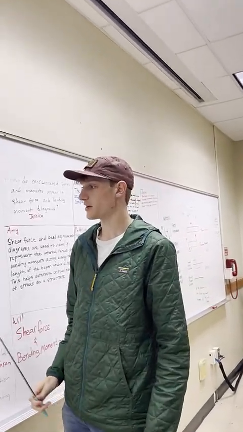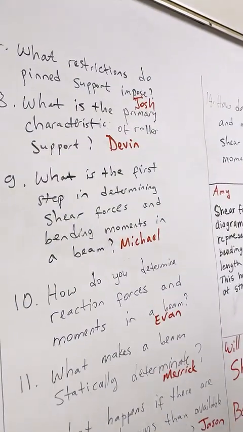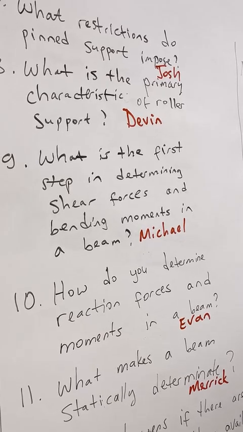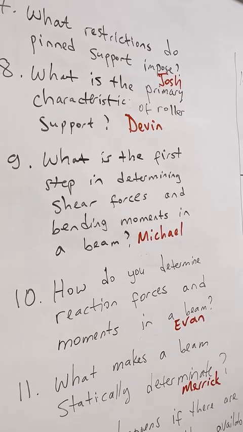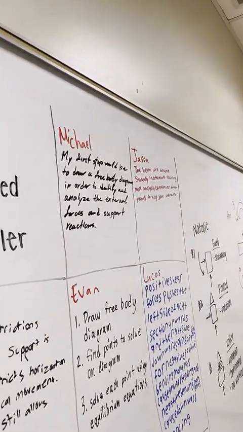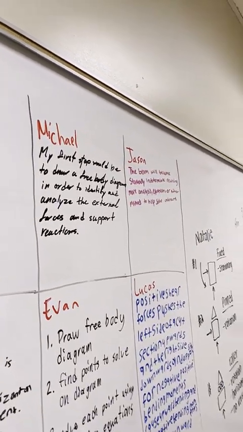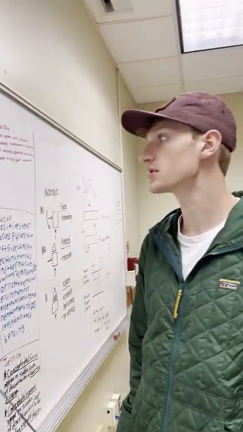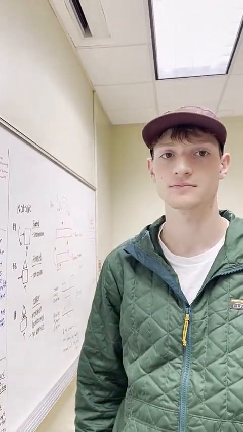All right, my name is Michael. I had question 9. What is the first step in determining shear forces and bending moments in a beam? And my answer up here is that my first step would be to draw a free body diagram in order to identify and analyze the external forces and the supporting reactions.